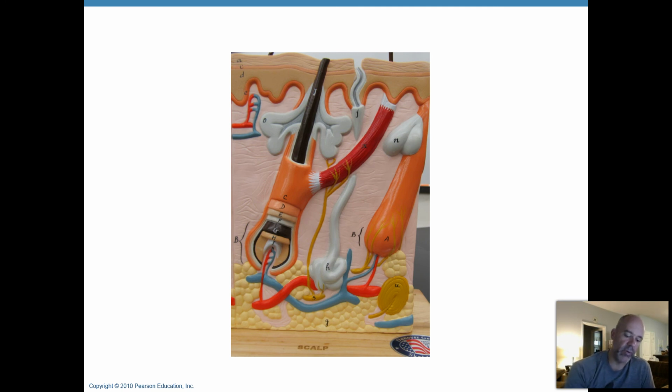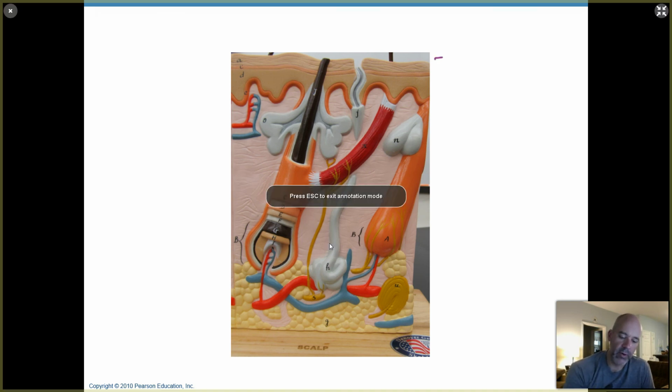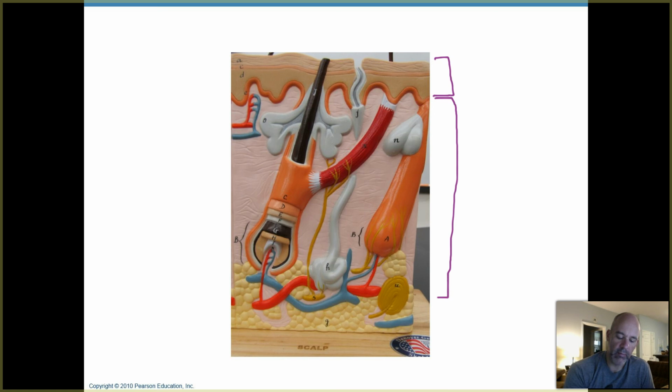So this is actually a representation of skin from your scalp. All right, so on this diagram, here's your epidermis up here. And on the model, they actually do show the different sublayers that you would have of the epidermis, and they're in different colors, as you can see there. And then if you go down from here to there, there's your dermis.